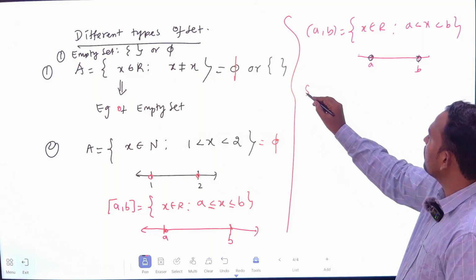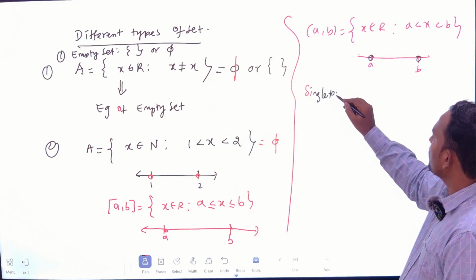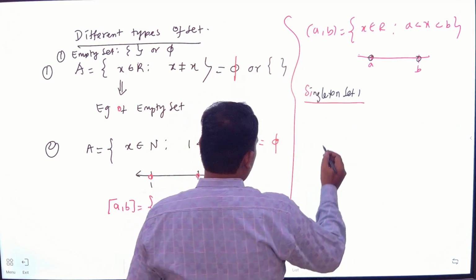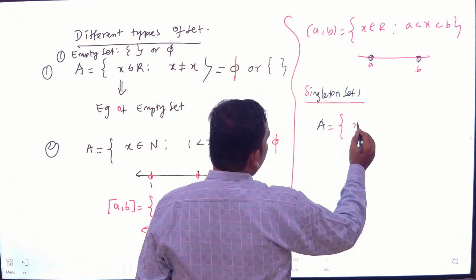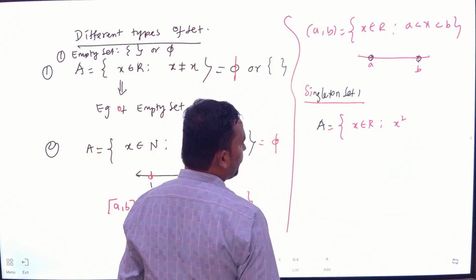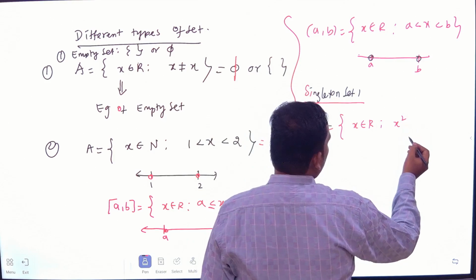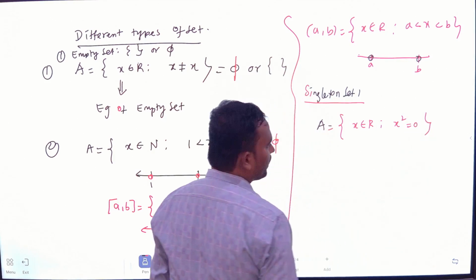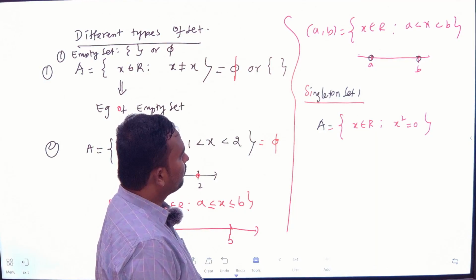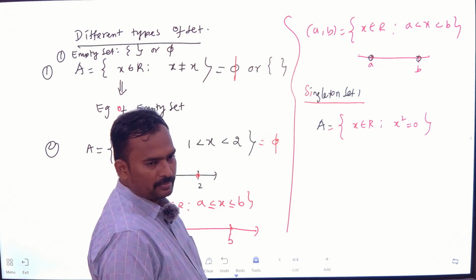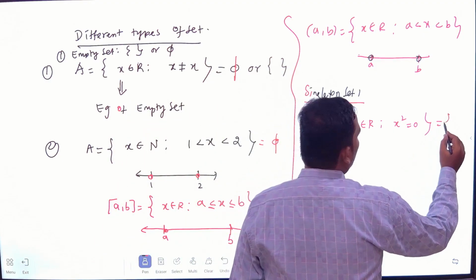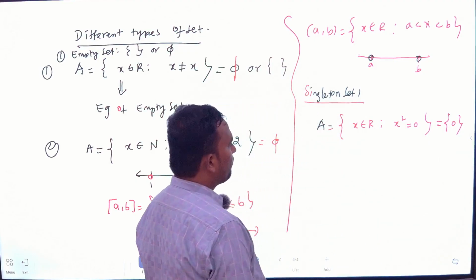Let's take the singleton set. Singleton set means what? The set consists of only one element, right? Let's take the set here: x belongs to real number such that x square equal to 0. So what elements is possible here? 0, 0 only, right? But repetition is not allowed, so this consists of only one element, right?